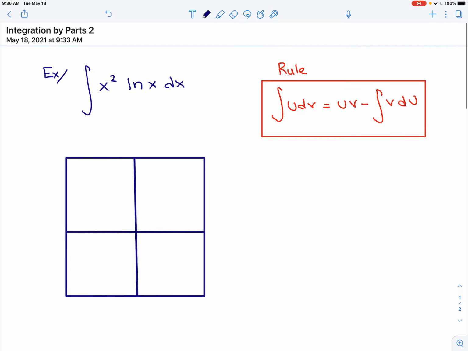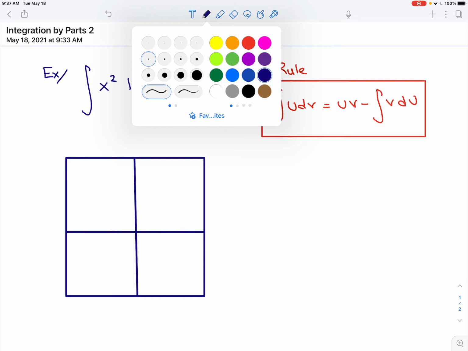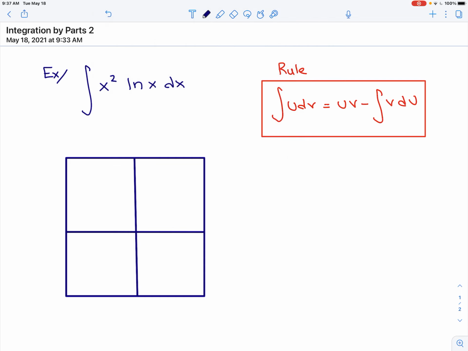We're going to redo the example that I did in video 1, and I'm just going to show you how to organize it using this nice little box. It's completely up to you, but I highly recommend using it. So there's the rule, and there's the parts. What we're going to do is put each of the parts in this little box.